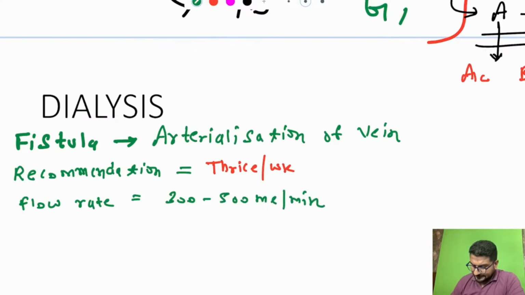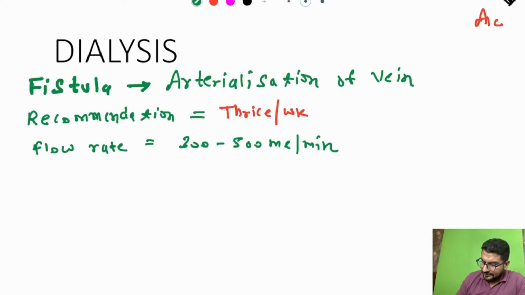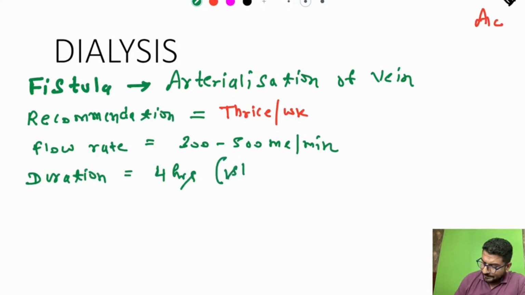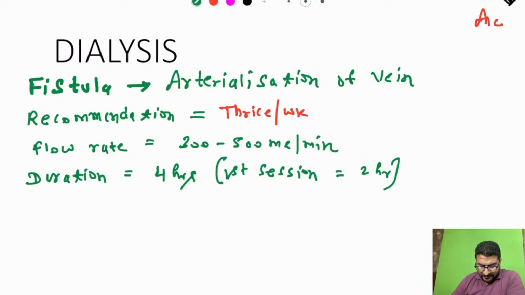Right, now understand they ask you like what are the session duration. So duration means एक dialysis on an average it goes up to 4 hours. फर्स्ट सेशन जो पहला सेशन होता है वो छोटा होता है. First session is of 2 hours. Right, first session will be 2 hours.